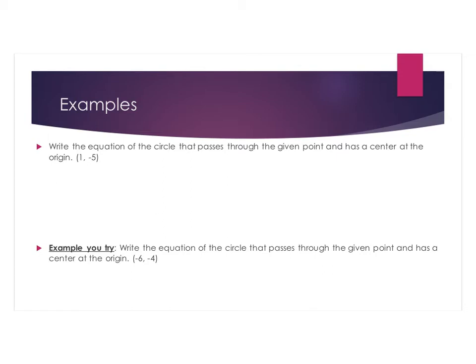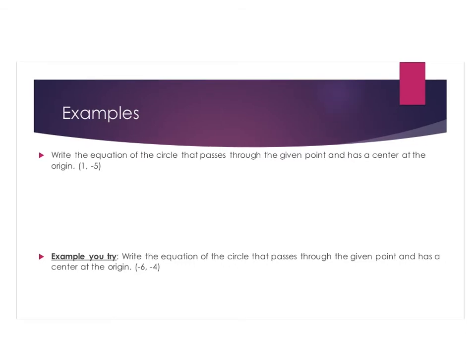If we look at the next problem, we're going to write the equation of the circle that passes through the given point and has the center at the origin. The point it gives us is 1, -5. So if I know my center is at the origin, then 0, 0 is h and k, and 1 and -5 is x and y. And we have to find the radius. And remember, to find the radius, we essentially do the distance formula.